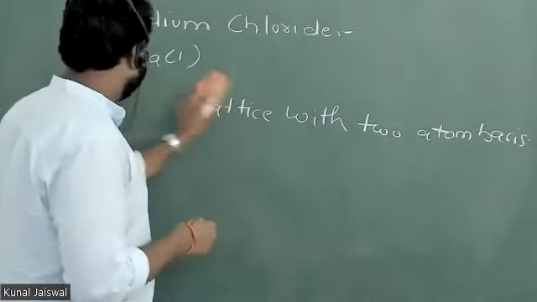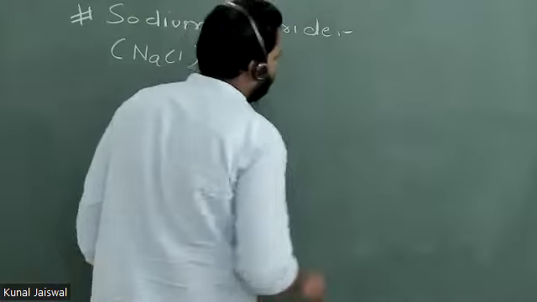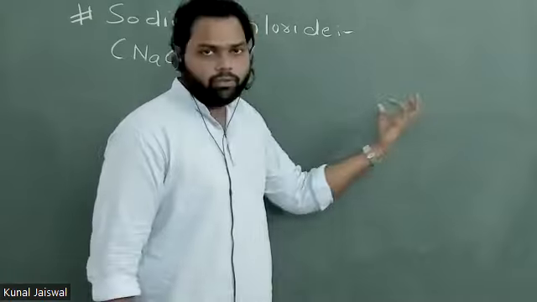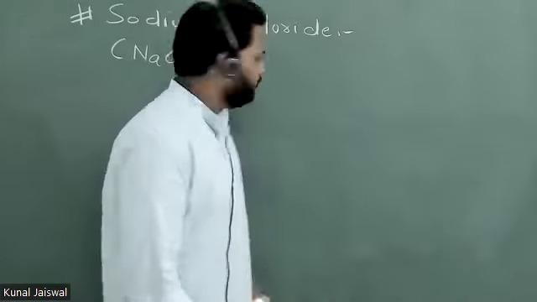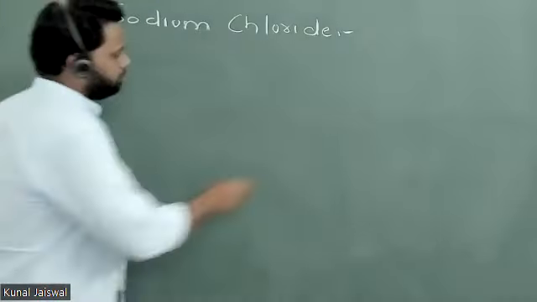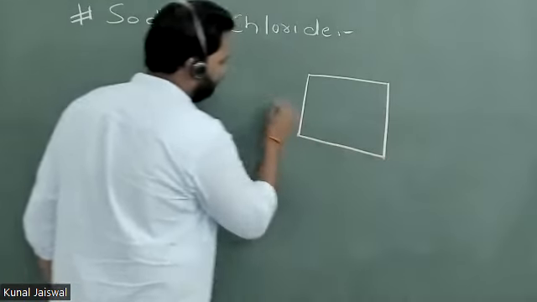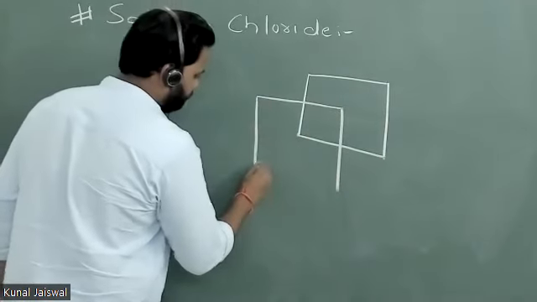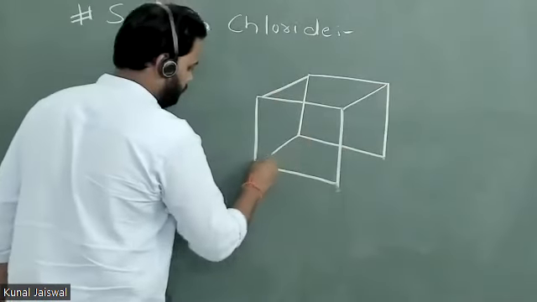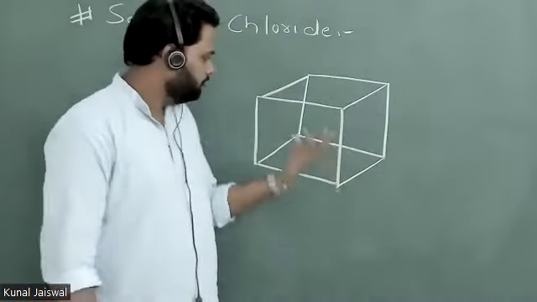Because there's some confusion for many students whom I taught earlier. See, first of all, I am drawing the structure of NaCl, and then I will tell you what the main confusion is that students feel. Okay. First of all, I am drawing the NaCl structure. See, first of all, draw a cube here. Now let's see how chlorine and sodium arrange on this cube.